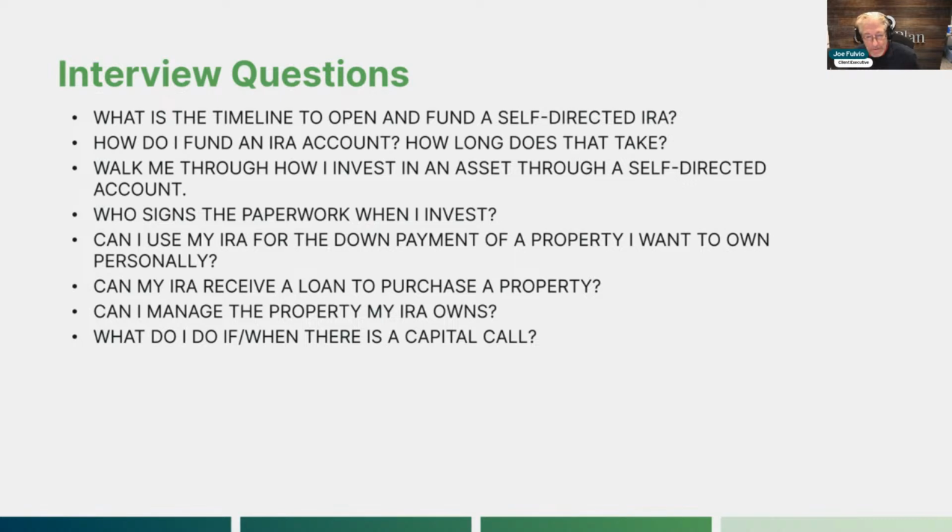You can't use your IRA for a down payment on property. I won't get into too many of the details there unless you want me to, but you can't do that. Yes, you can take out a loan. Your IRA can take a mortgage. If you want to put $50,000 down on a $500,000 vacation property and you want to borrow the rest, yes, you can do that.